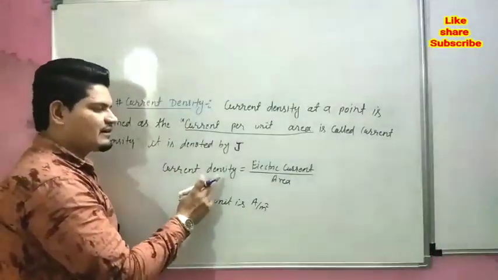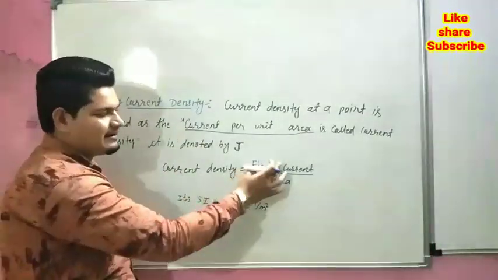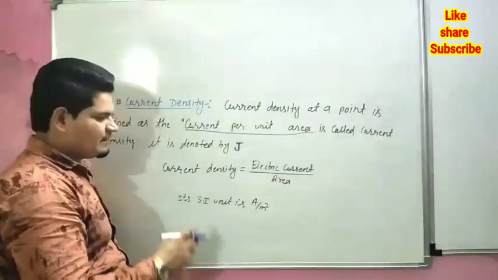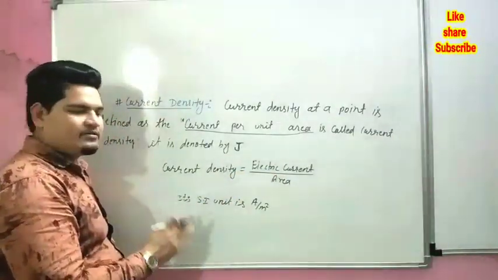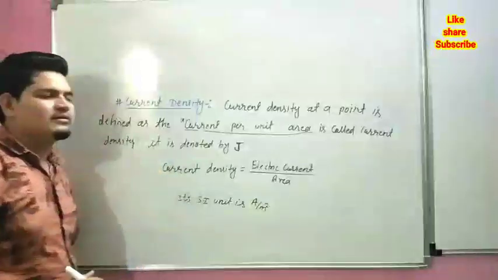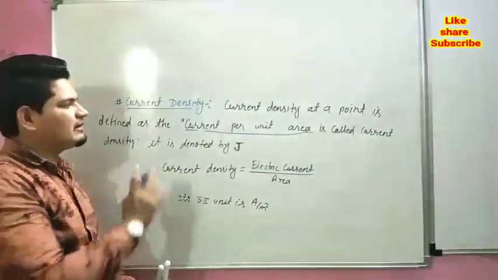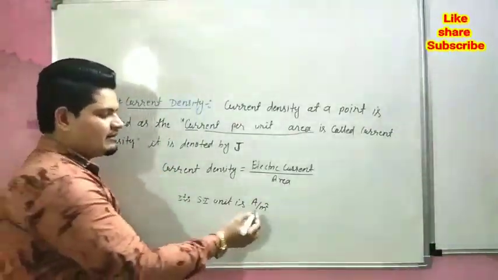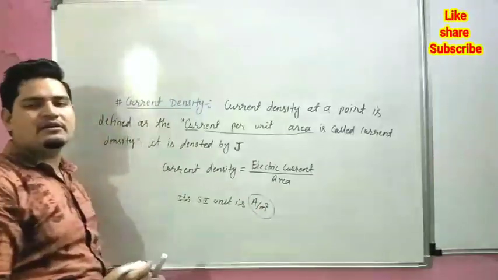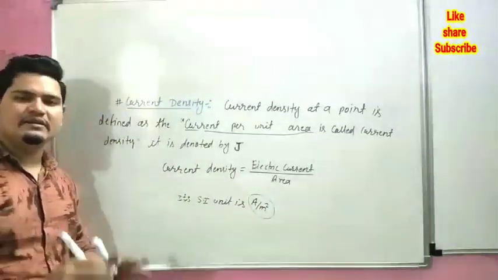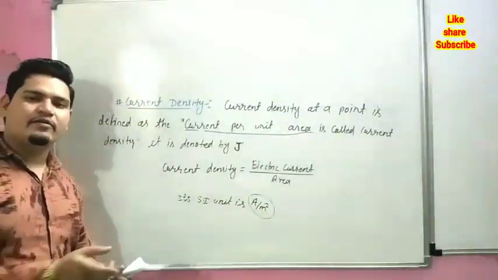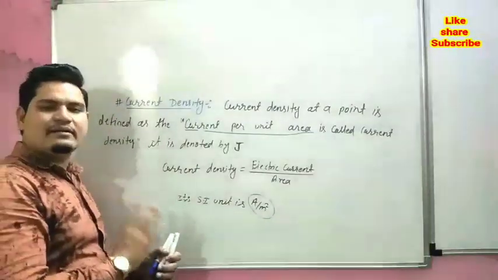So the formula is: current density is equal to electric current upon the area. It is electric current per unit area. Its SI unit is ampere per meter square.